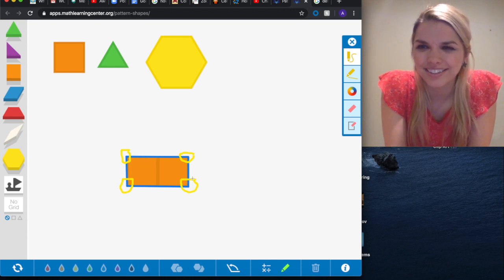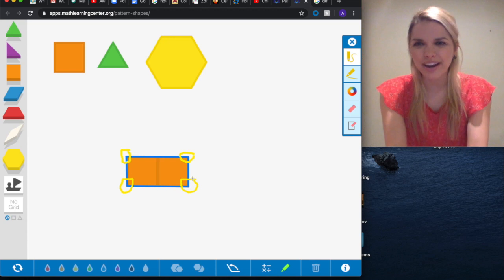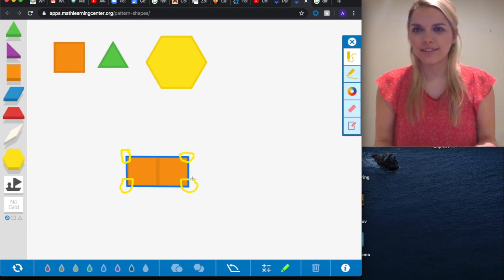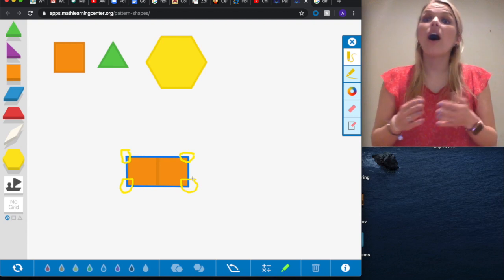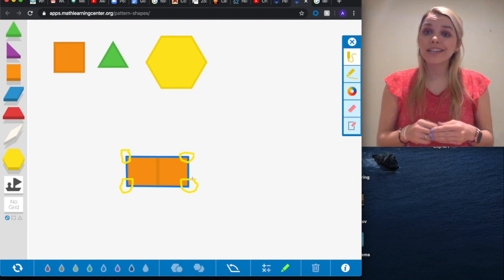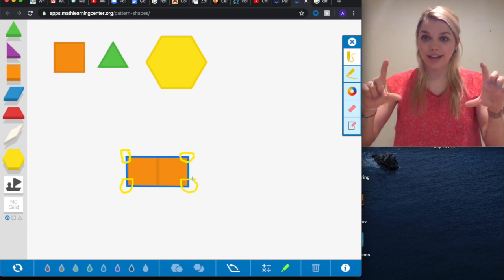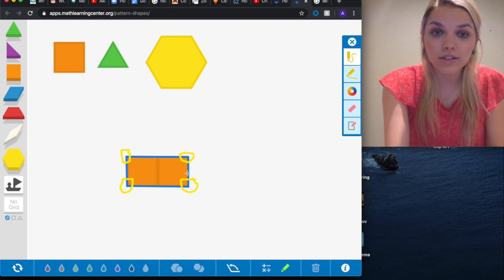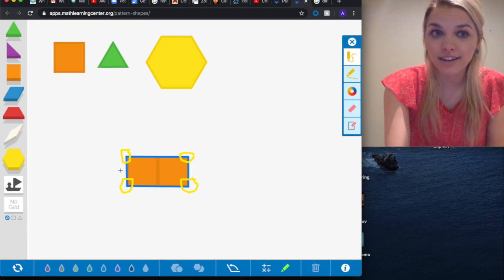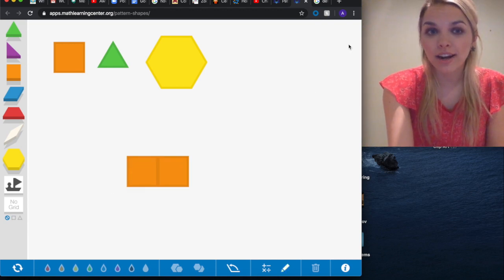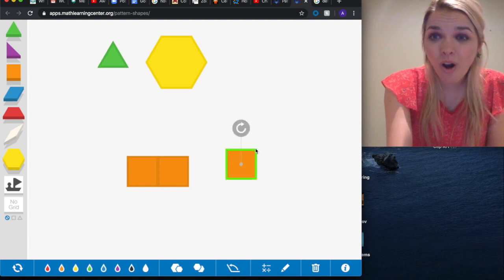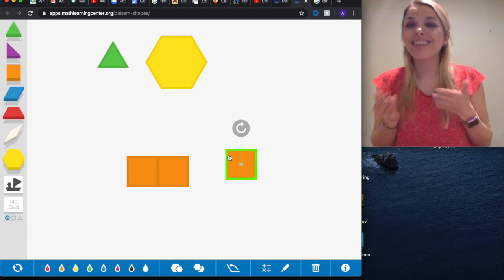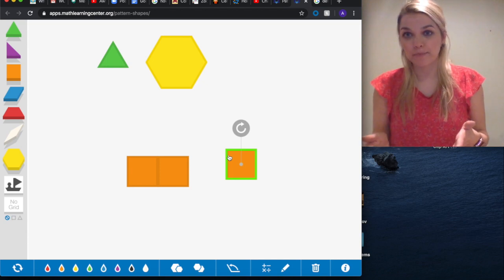We had another shape that had 4 lines and 4 vertices. What was it? It was the square. But why do the square and the rectangle look different? Oh, because the rectangle has two long lines on the top and the bottom and two short lines on the side. And when you look at our square, it has all sides that are the same. So even though they both have 4, the length of the lines are different.